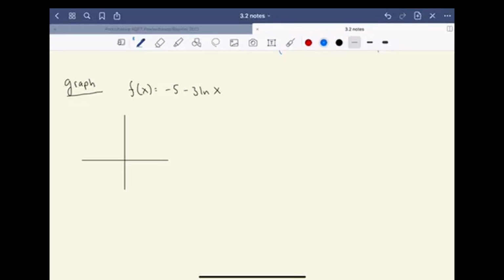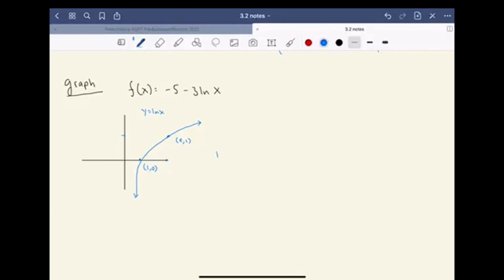So first let's graph y equals natural log of x. That goes through the point 1, 0. Let's say this is e, 1.